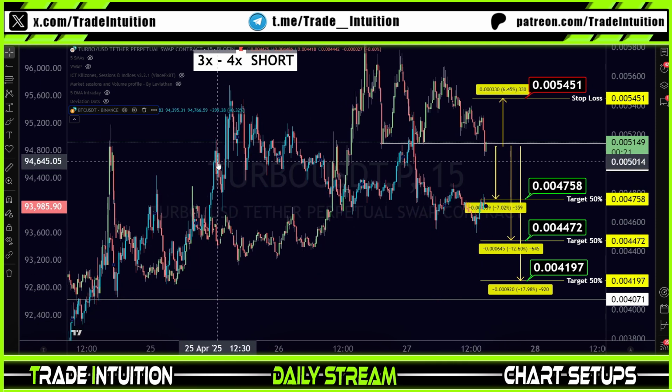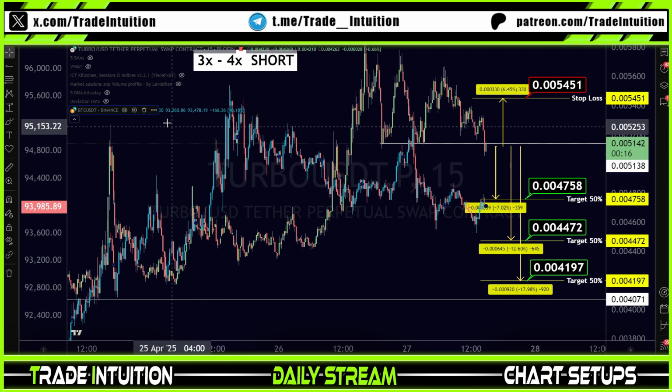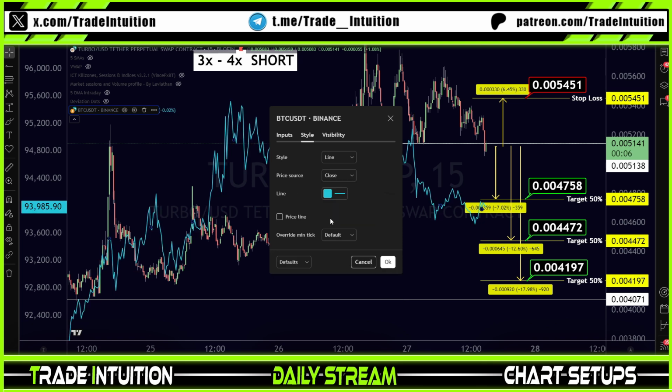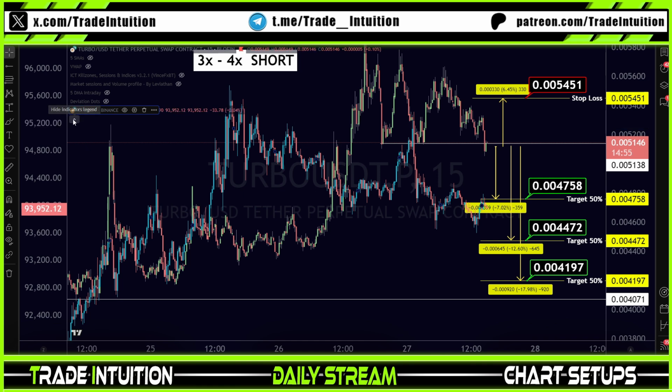Another thing that you can do, if this is too messy, you can come over here to the settings, or you can just double click here on the actual candles. You can change the color of the candles and wicks, or you can change the style. Let's say we want it in the line format, so it's a little bit easier to see. If you want to see each individual candle, then you can come over here to the candles as well. And so we're going to go ahead and minimize this.